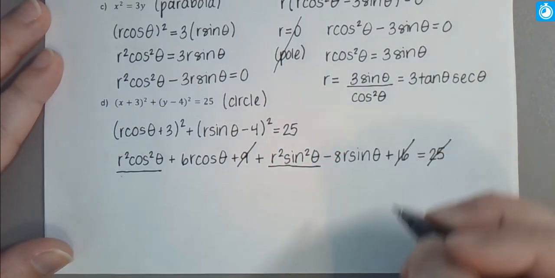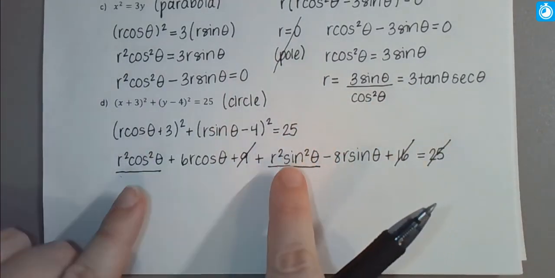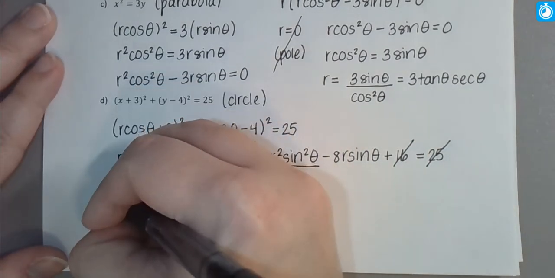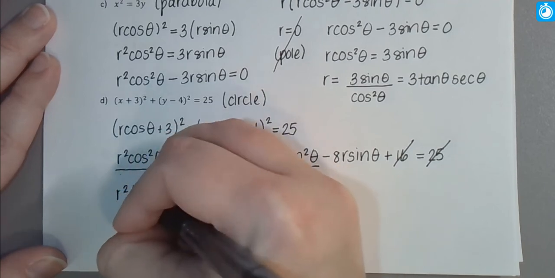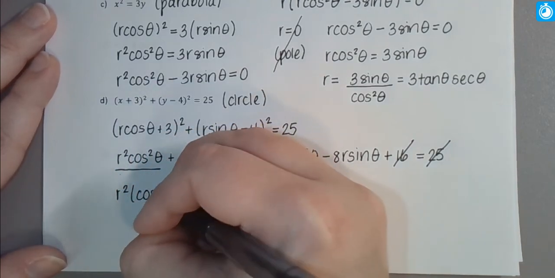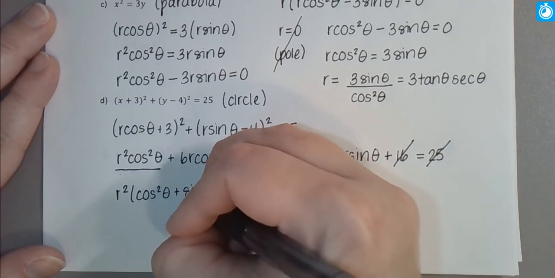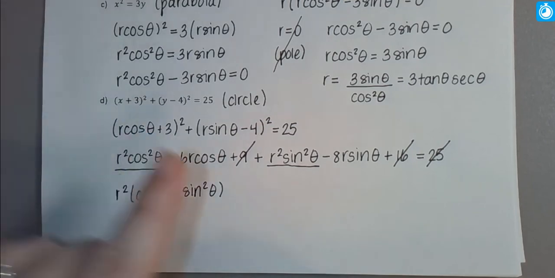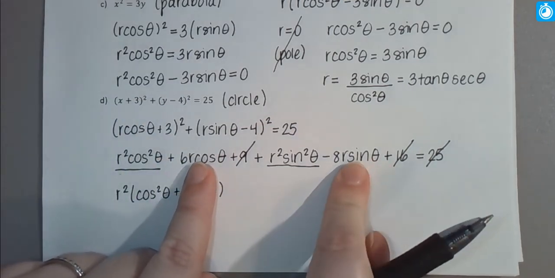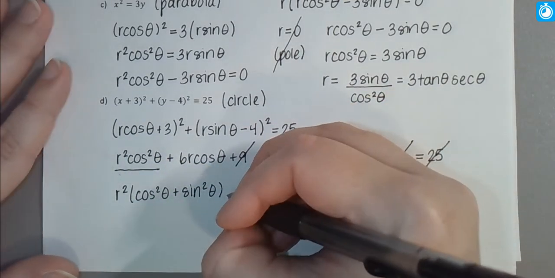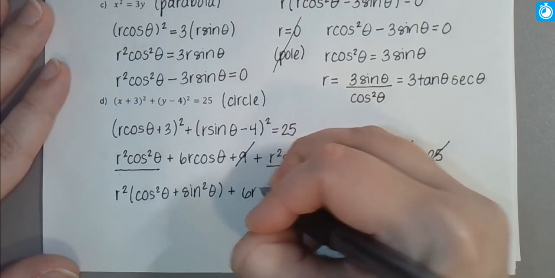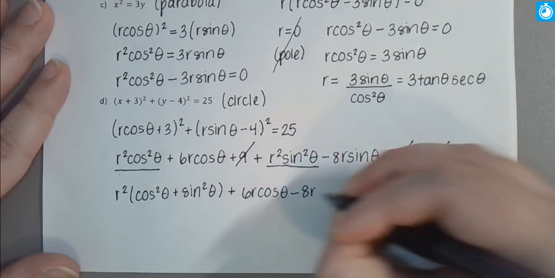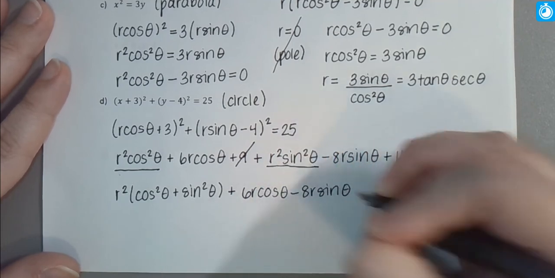These two terms are added together. I can add things in any order I want. And if I were to just look at those two, they have that common factor of r squared. So I'm going to factor it out, which leaves me with the cosine squared theta plus sine squared theta, which we know is going to reduce to 1. We also have the 6r cosine theta minus 8r sine theta. So plus 6r cosine theta minus 8r sine theta.